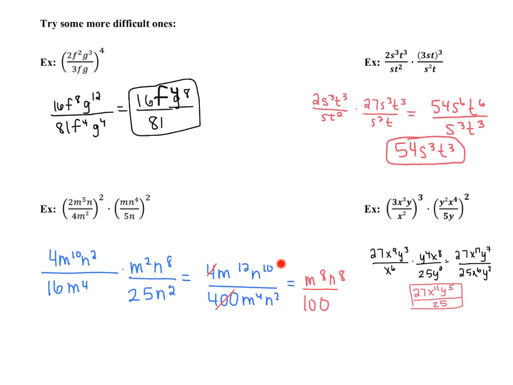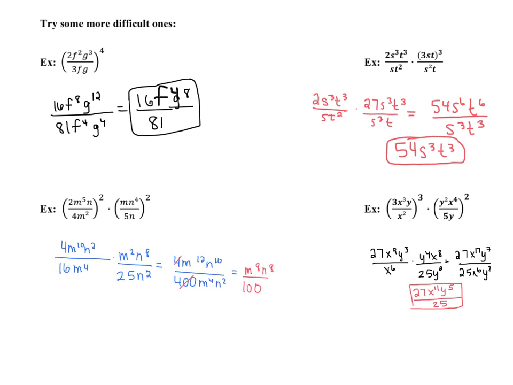Then I multiplied straight across. So 4 times 1 would just be 4, m to the 10th times m to the second is m to the 12th, n squared times n to the 8th is n to the 10th, 16 times 25 is 400, m to the 4th, n squared just comes over. 4 and 400 could cancel to become 1 over 100, and then m to the 12th over m to the 4th leaves 8 m's remaining on top, n to the 10th over n squared leaves 8 n's remaining on top.